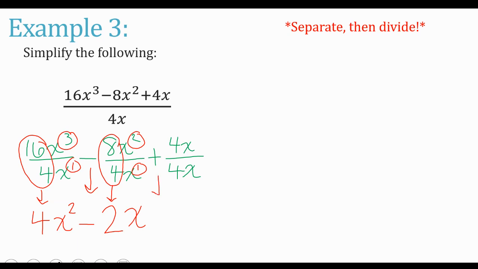I'm going to just bring down my plus sign. Same thing here. Divide your coefficients. You get 1. And these, because you're dividing something by itself, these are going to cancel out. So we don't have to put anything here. I'm going to show you why. So we have x divided by x. That's really x to the first divided by x to the first.